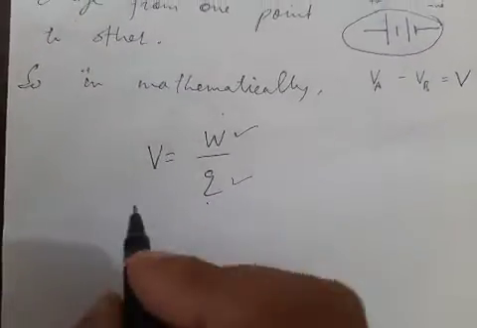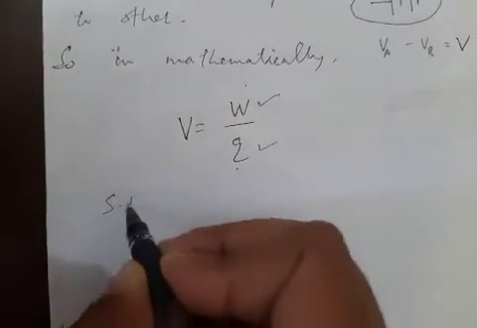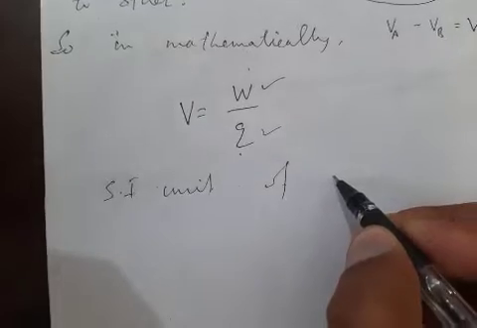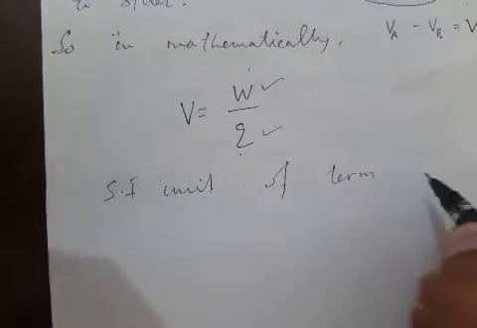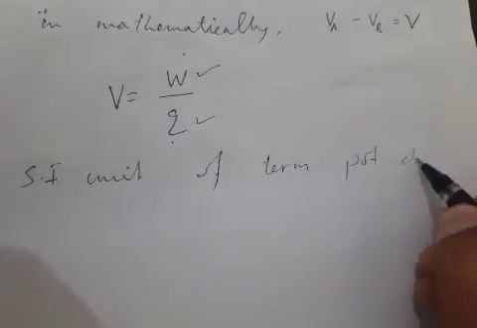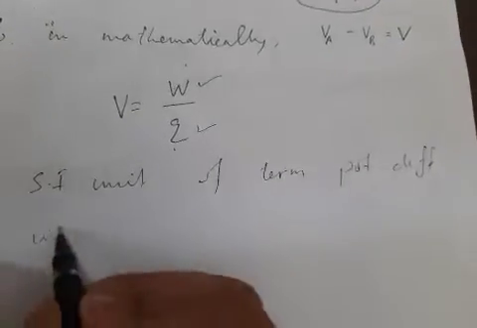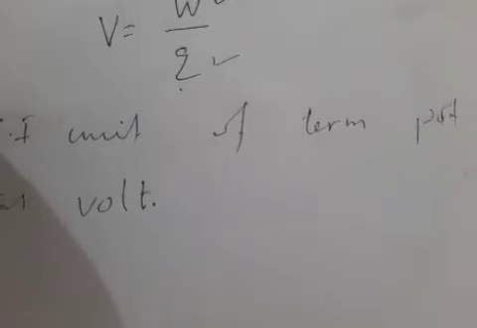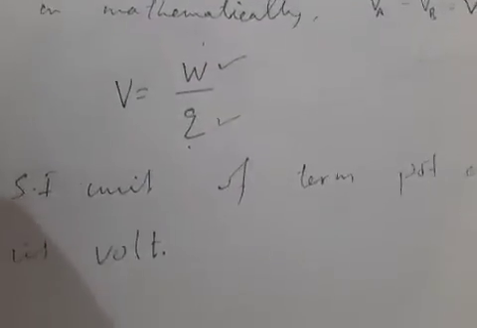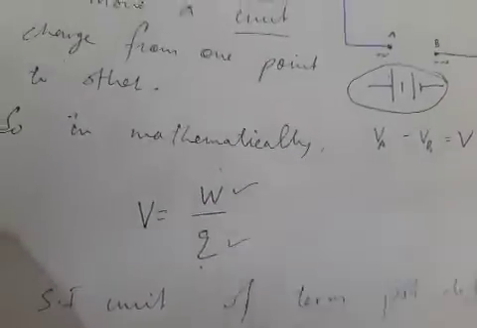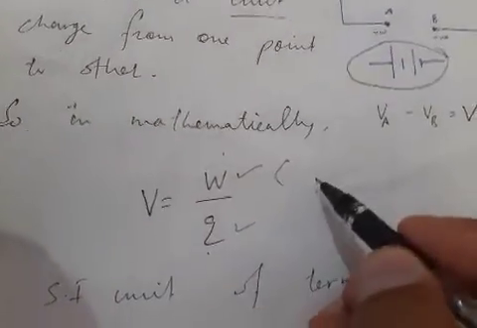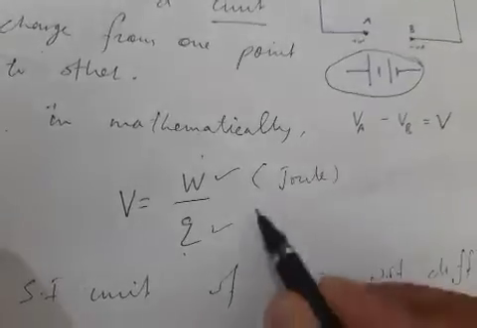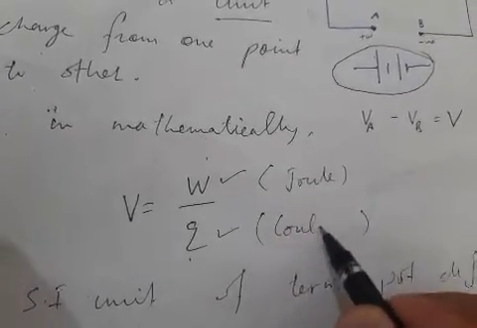The SI unit of the term potential difference is volt. That is named after Alexander Volta. And W, the SI unit of work done, you already know, which you also studied in the 9th class, that is joule. And for the charge, the SI unit is coulomb.